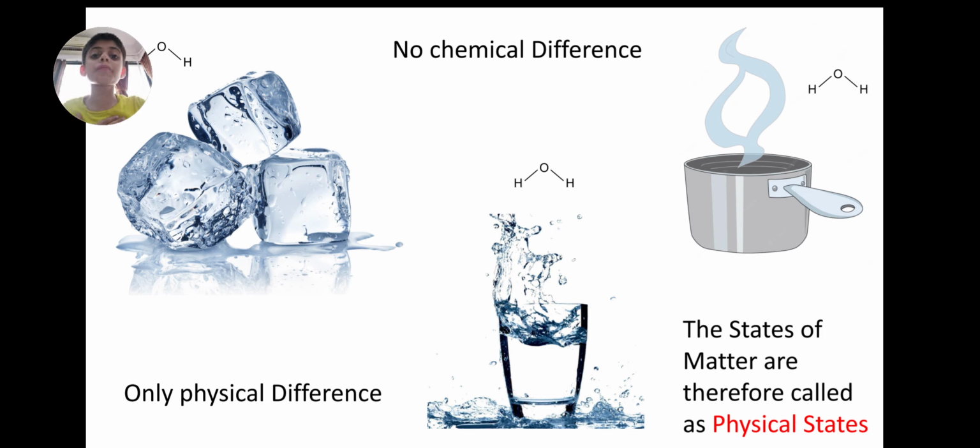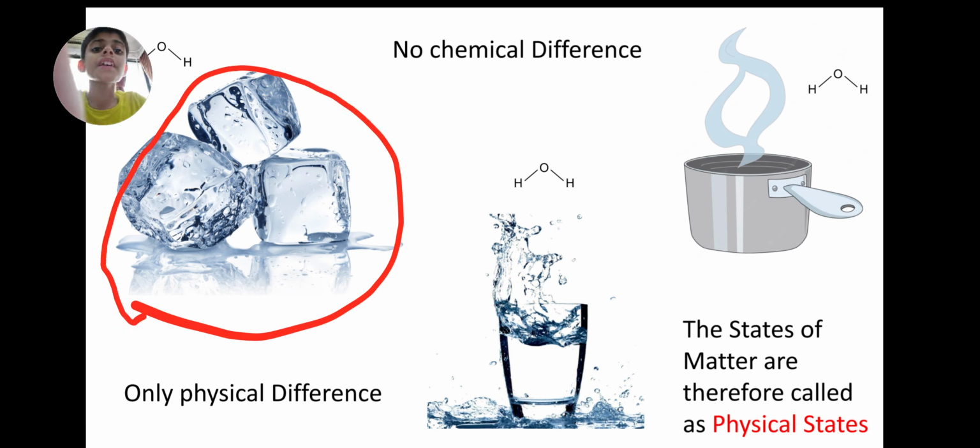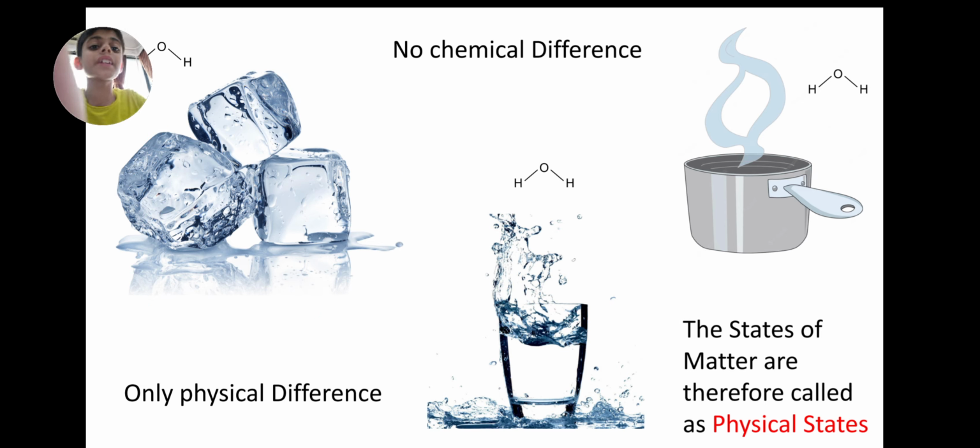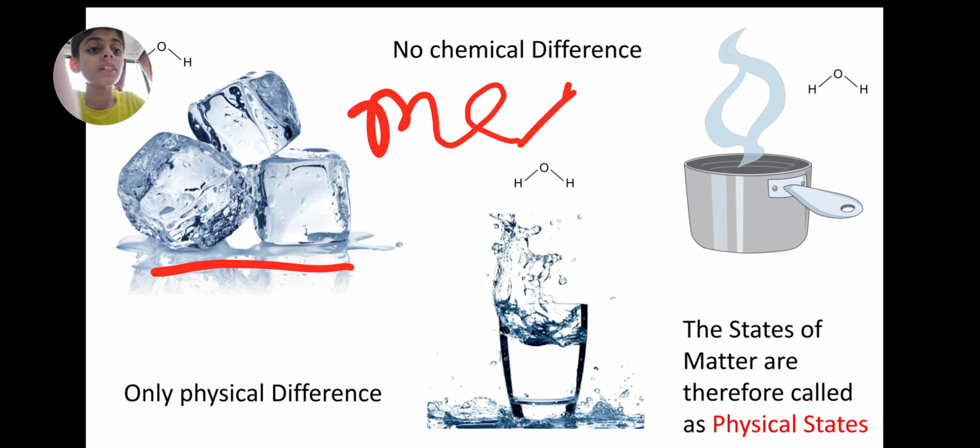Now, for now, I'll be keeping my camera on. Okay? No chemical difference. Sorry, I'm in the liquid state. Sorry, my bad. I'll change the color into black. Sorry, white. Okay, now over here it says that ice is melting. Okay, ice is melting.